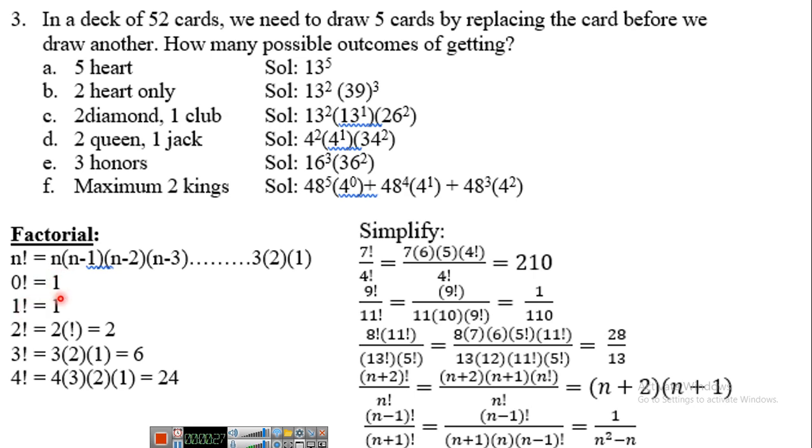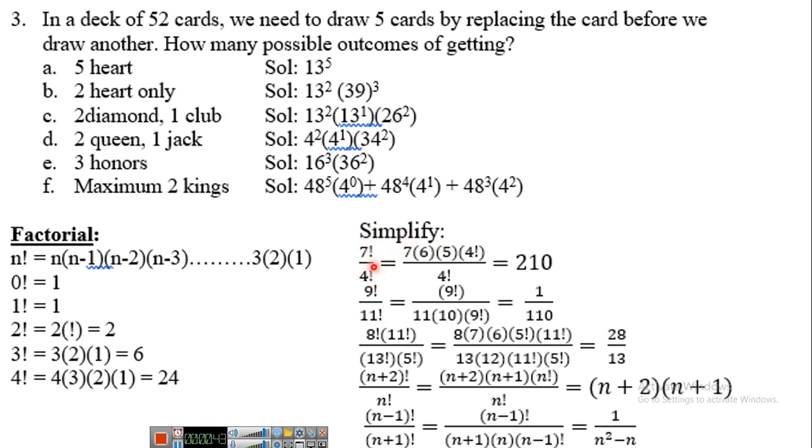1 factorial is 1. 2 factorial is 2 times 1, 2. 3 factorial is 3 times 2 times 1, 6. 4 factorial is 4, 3, 2, 1, product 24. 5 factorial is 5, 4, 3, 2, 1, etc. So let us start with some simplification.